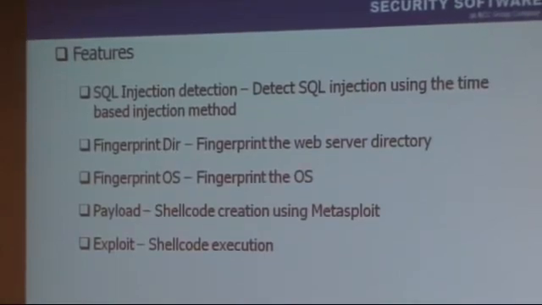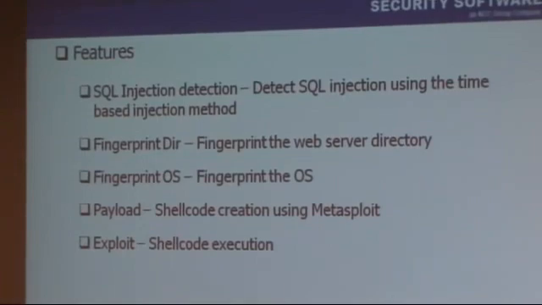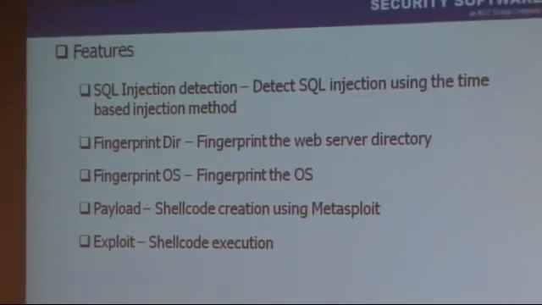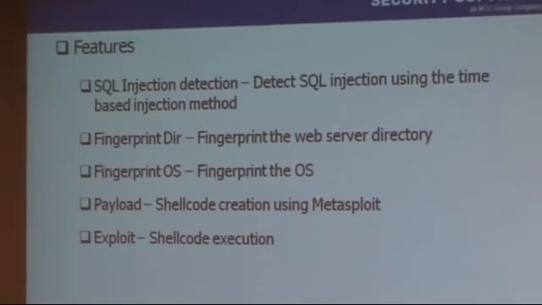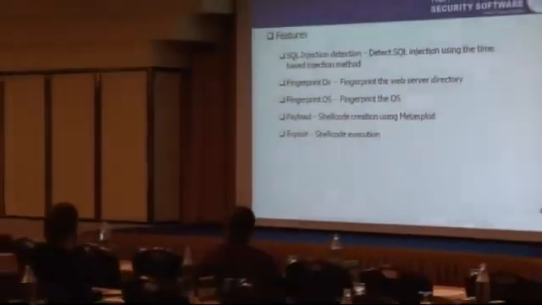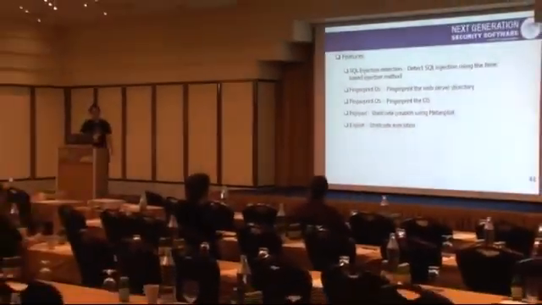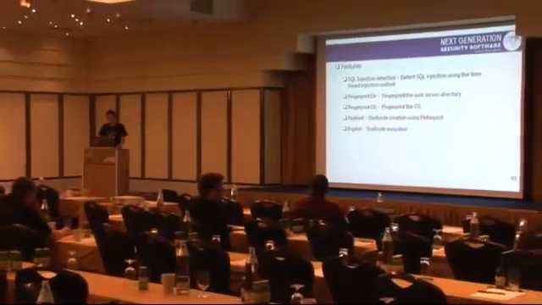This is useful when you want to create your payload, because your payload has to be suitable for either WAMP or LAMP. And then the payload module integrates with Metasploit and creates a payload for you. There are some differences here. For Windows, it contains bind and reverse shellcode payloads, while on Linux it has an extra one, the findsock shellcode. This is useful when you have firewall restrictions where you are only allowed to connect to the same port, so you can use a findsock shellcode. And then the exploit module is used to upload and execute your shellcode.